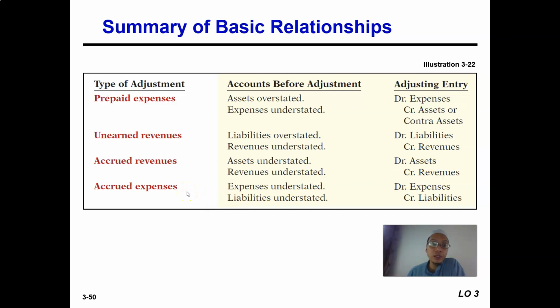And fourthly will be the accrued expenses, where we have used up, we have consumed the expense, but we have not paid for them. Therefore, at that time, our expenses have been understated and our liabilities understated as well. So, in order to adjust for this accrued expense, we need to debit expenses and we need to credit liability.